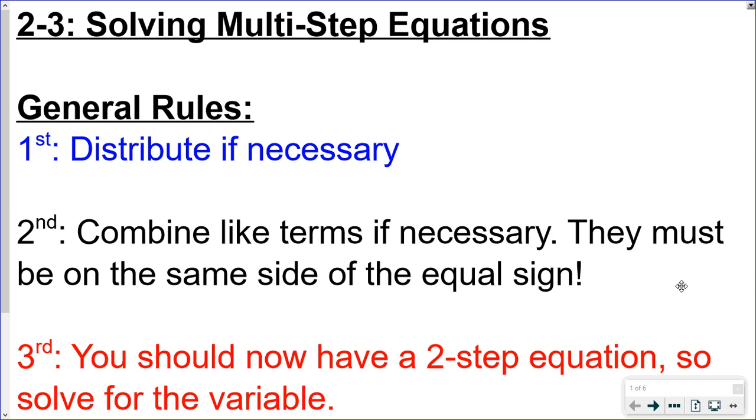So this lesson is on solving multi-step equations. Any equation that takes more than 2 steps to solve, we just call a multi-step equation. So let's go over a few basic rules.